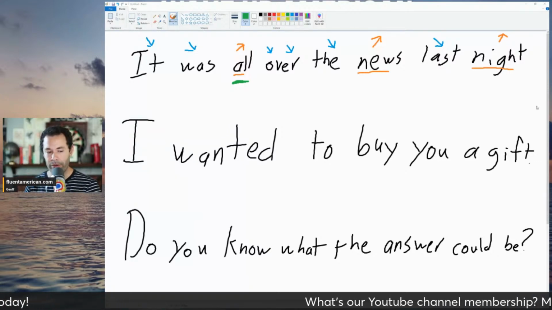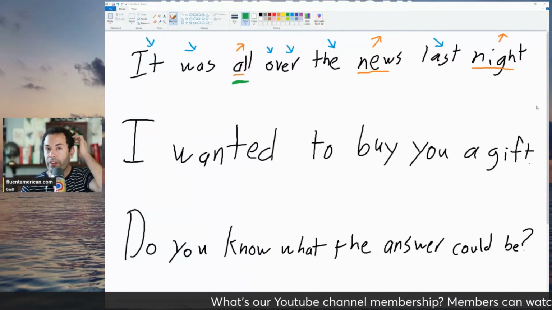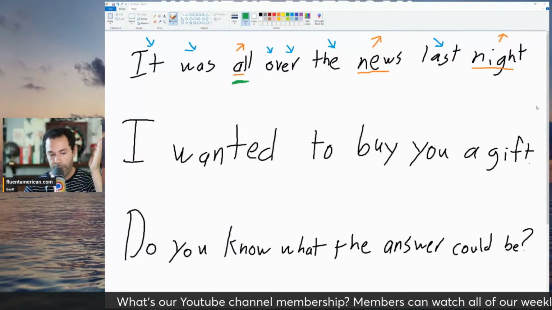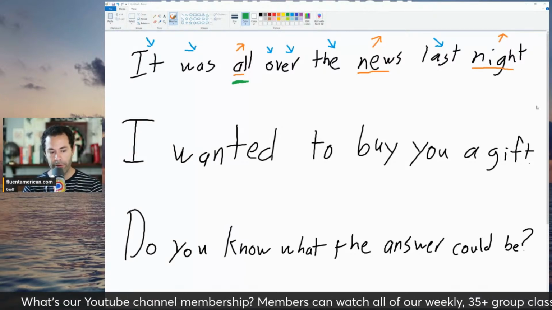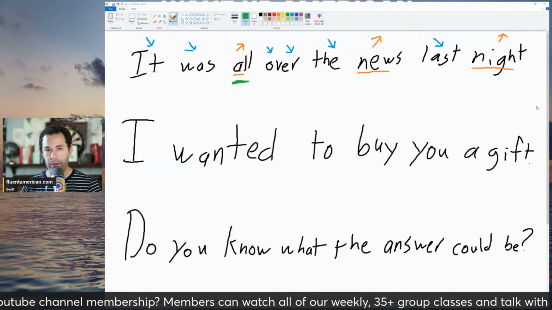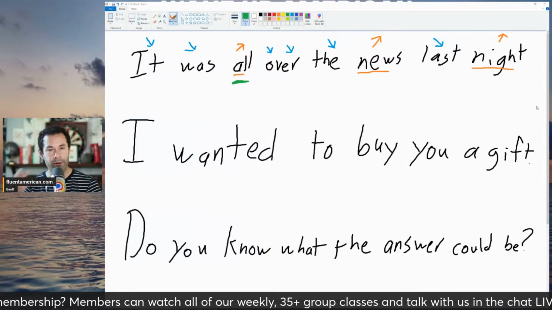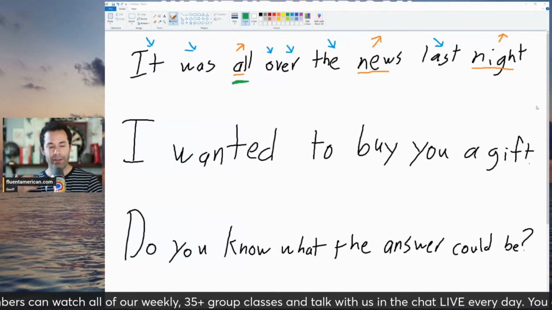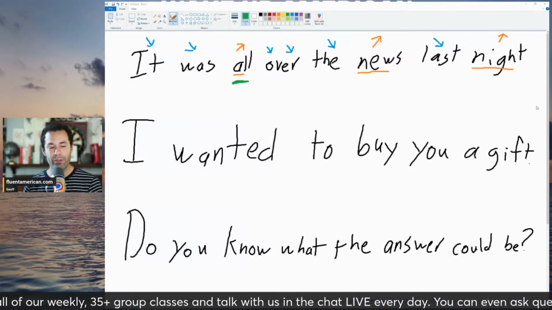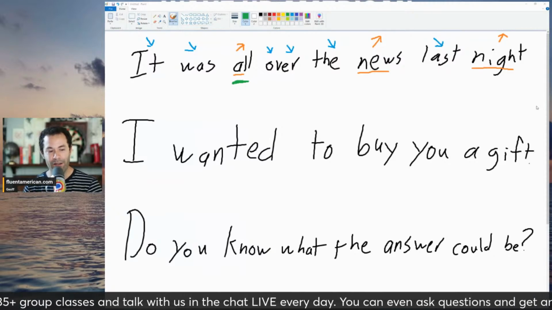Okay, so that rhythm, it certainly is understandable. You can understand it. It's clear. There are stressed words, which is good. But the problem is, we're like constantly in motion. Like my God, it's like I feel like I'm on a really, really bumpy road. It was all over the news last night.